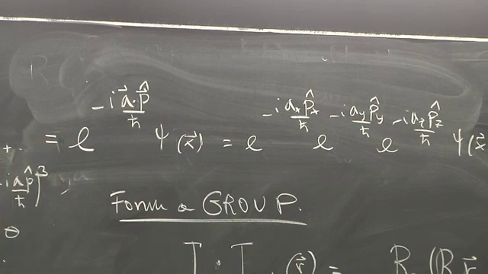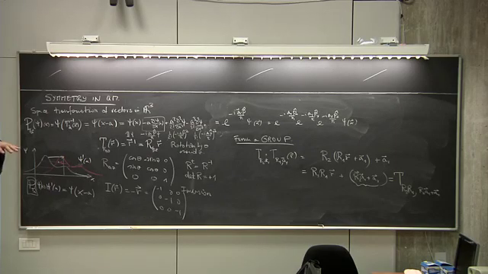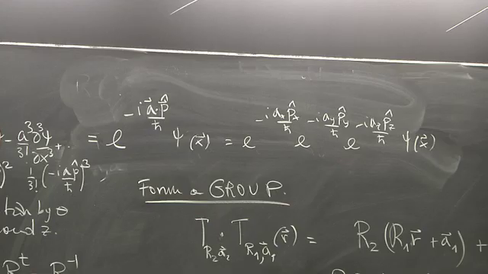Okay? Because they commute, you can split the exponential into just the product of the 3. In other words, you can do the translations the way you want. You first translate in x, then in y, then in z, or vice versa. Doesn't matter. They all commute, and therefore there's no problem. All right?